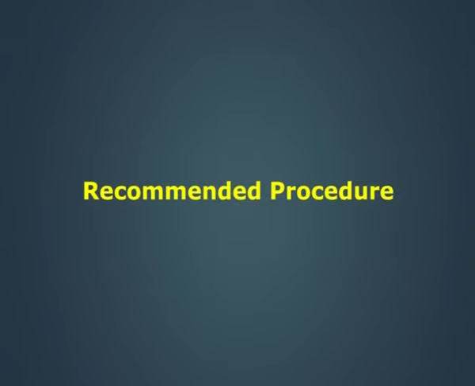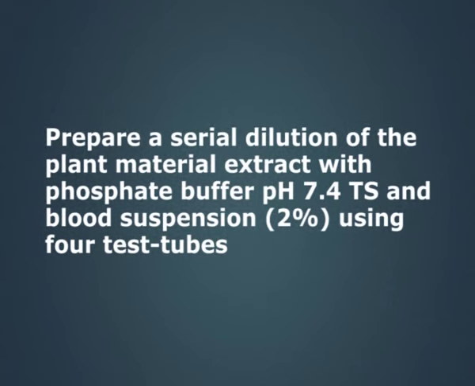Preliminary test. Prepare a serial dilution of the plant material extract with phosphate buffer pH 7.4 TS and blood suspension 2% using 4 test tubes. As soon as the tubes have been prepared, gently invert them to mix, avoiding the formation of foam. Shake again after a 30-minute interval and allow to stand for 6 hours at room temperature.